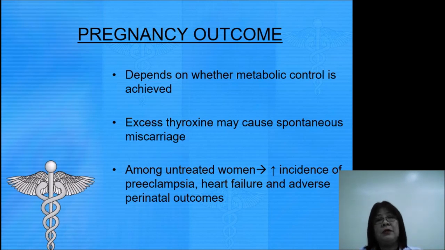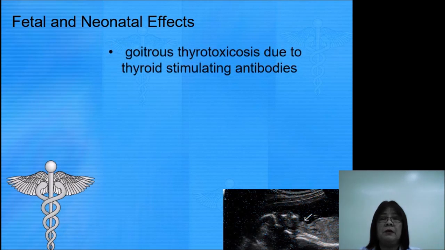Now, how about the outcome of a patient with hyperthyroidism? Usually, it depends on whether you were able to control the hyperthyroidism metabolically, because excess thyroxine may cause miscarriage. Among untreated women, it is also observed that there is an increased incidence of preeclampsia, heart failure, and adverse perinatal outcome.